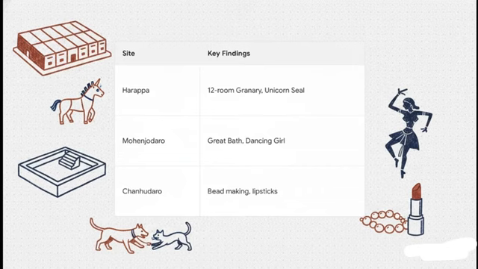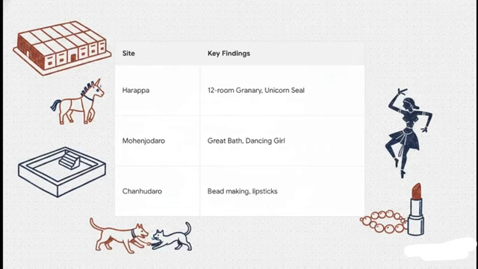Let's look at the heavyweights. Mohenjo-daro, which translates to Mound of the Dead in Sindhi, gives us the spectacular Great Bath used for ritual bathing, along with the bronze dancing girl, the priest king, and the famous Pashupati seal. Harappa gave us the massive 12-room granary. Meanwhile, Chanhudaro was their bustling industrial hub.